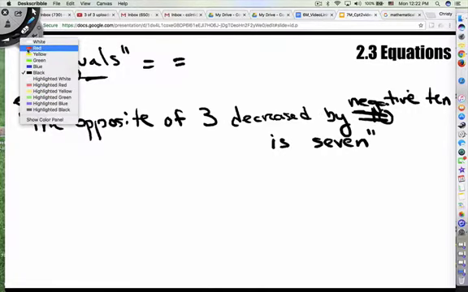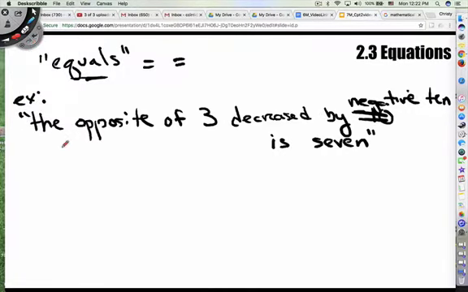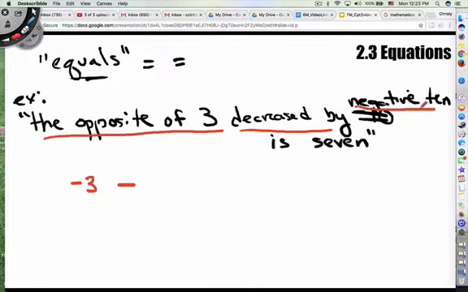We need to convert it to either an algebraic or a numerical equation. So the opposite of 3. What's the opposite of 3? Negative 3. Okay, decreased by. So that's going to be subtraction. It's decreased by a negative 10. So there's our negative 10. And this is all equal to 7. Okay, so that's the idea.